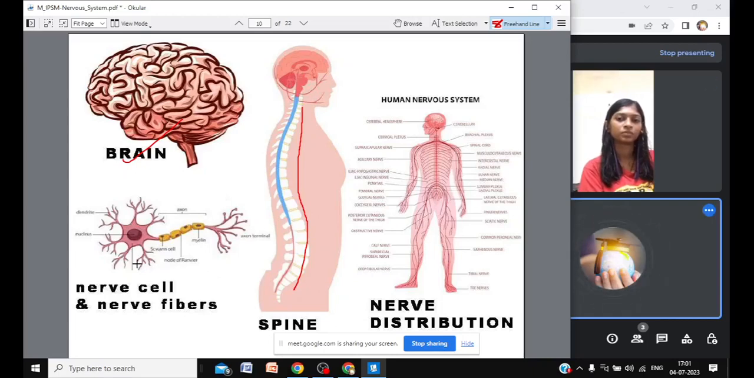And this is the nerve cell and nerve fiber. This is the nerve cell in the center, and the processes are called nerve fibers. These are nerve fibers, and in the middle you have the cell body.